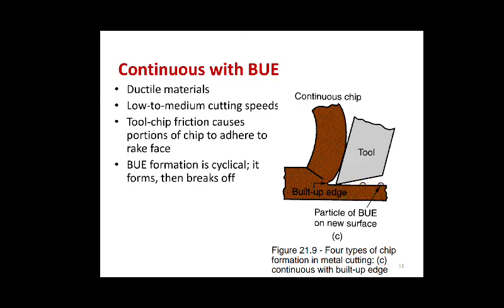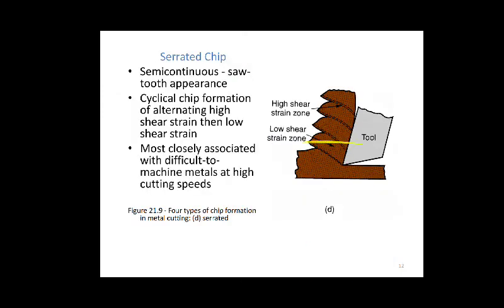Okay. So next, that is serrated chip. This is semi-continuous and has a sawtooth appearance. This cyclical chip formation has alternating high shear strain and low shear strain, and is most closely associated with difficult to machine metals at high cutting speed. Okay, so in such a way, a serrated chip forms, which looks like a sawtooth. Okay, now let us see the cutting conditions in machining.